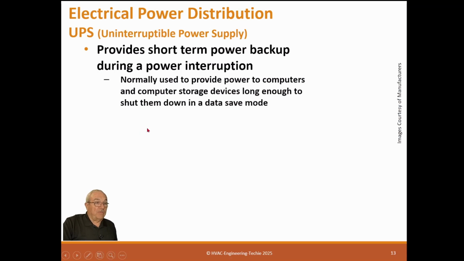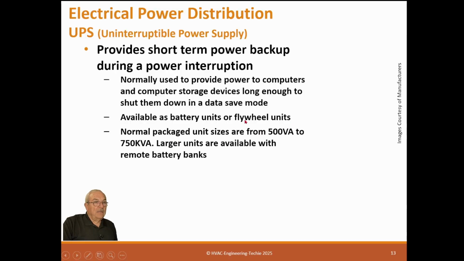Or they may be hours, depending on what they are. I've done some very, very large UPS systems that have large rooms full of batteries. They'll have an A circuit, a B circuit, and there'll be an A circuit room and a B circuit room, and then the inverters themselves are in a different room altogether because they're very large. Available as battery units or flywheel units. I've actually never seen a flywheel unit, but they do make them. Normally packaged unit sizes are from 500 volt amps to 750 kVA, 750,000 volt amps. Larger units are available with remote battery banks.